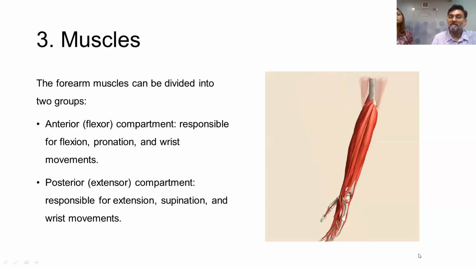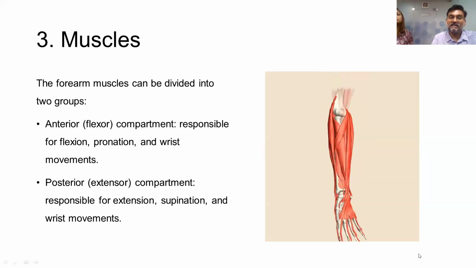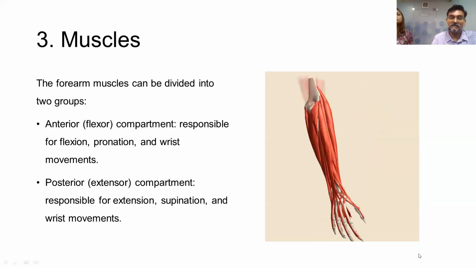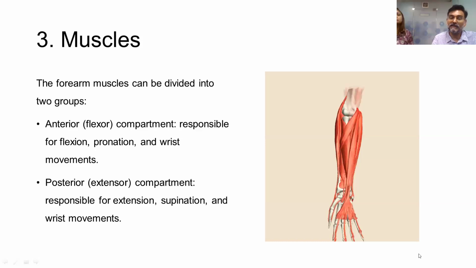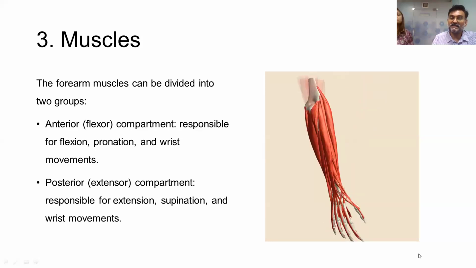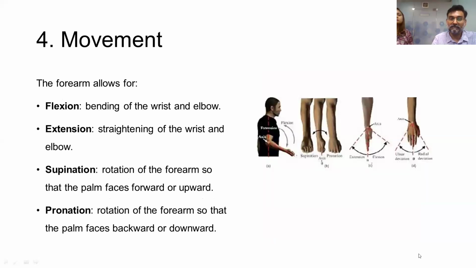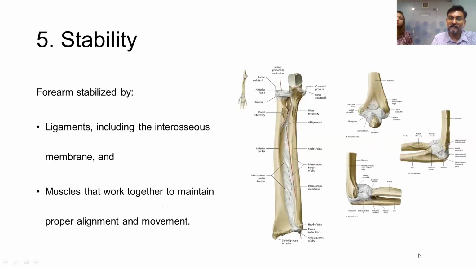The forearm muscles can be divided into two groups: the anterior compartment muscles, which are responsible for flexion, pronation, and wrist movements, and the posterior, that is the extensor compartment, which is responsible for extension, supination, and wrist movements. The movement of the forearm allows for flexion, that is bending of the wrist and elbow; extension, straightening of the wrist and elbow; supination, that is rotation of the forearm so that the palm faces forward or upward; and pronation, which is rotation of the forearm so that the palm faces backward or downward.